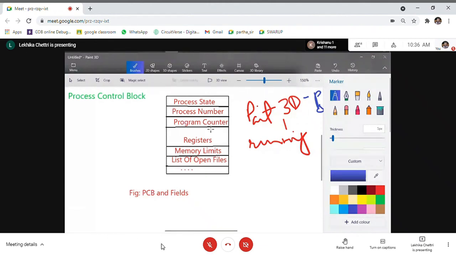For example, let me take one example, a Word file. In MS Word, you are writing an assignment. Let us say it has 100 pages and you have given Control P. So it is printing that page.